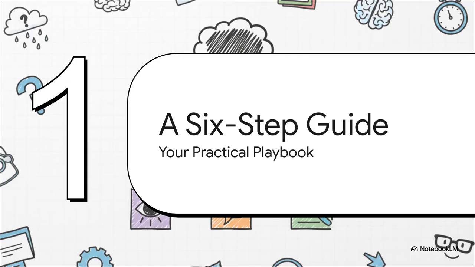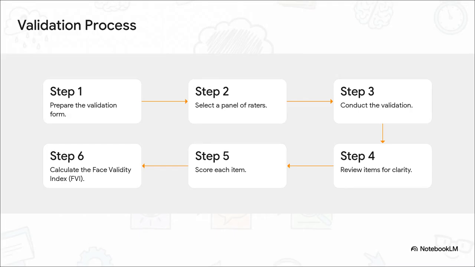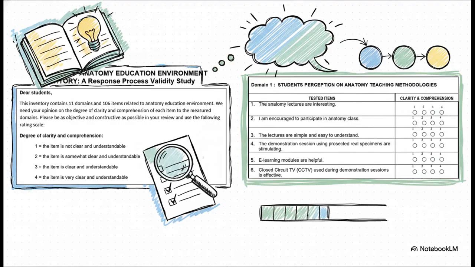All right, the theory is great, but how do you actually do this? Well, the source material lays out a fantastic, practical 6-step playbook. So let's walk through it together. So here's the roadmap. First, we prepare a validation form. Then we pick a panel of people to review it. We run the validation, we get their feedback, we score everything, and then we calculate something called the Face Validity Index, or FVI.